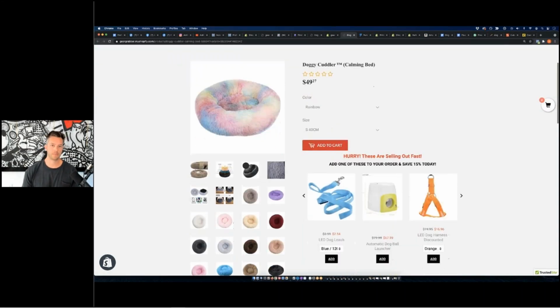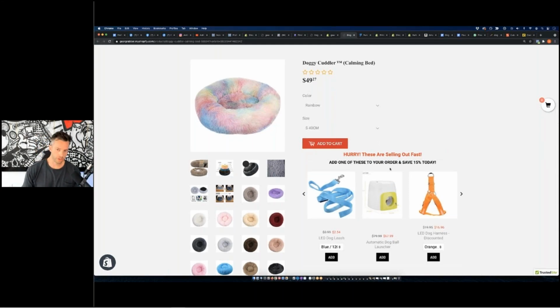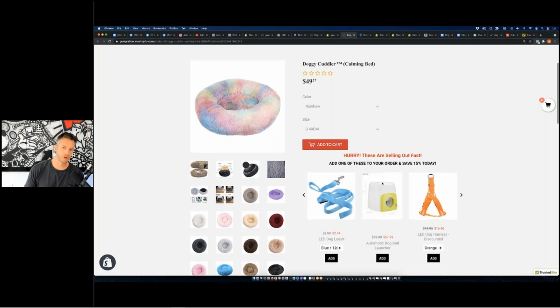Like this doggy cuddler bed right here has been a viral product over the last year. So this is that product that we're writing Facebook ads for. And this product brings in clicks, email subscribers, and sales. And then through upsells, cross sales, automated emails, retargeting, all the bells and whistles, that's where we sell the dog leash, the dog harness, the dog ball launcher, the dog life jackets that we've sold just an immense amount of.